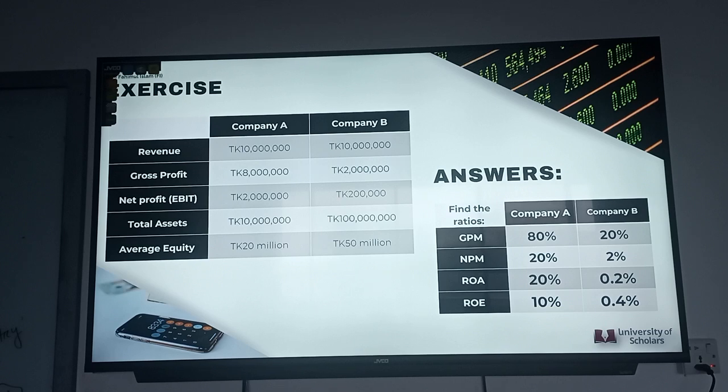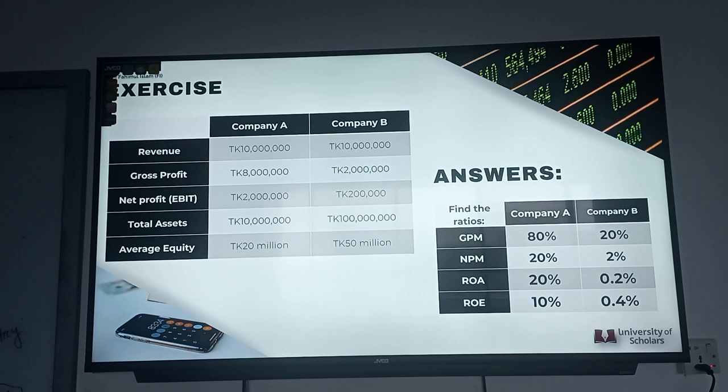The first ratio is the gross profit margin. We say GPM in short. We can see company A has 80% of that and company B has 20% of that. So we have learned that we should accept the higher one to invest in the company. And how can we interpret that? We can say company A has a higher profitability from its core operations, whereas company B has only 20% profitability from its core operations, which is not enough.